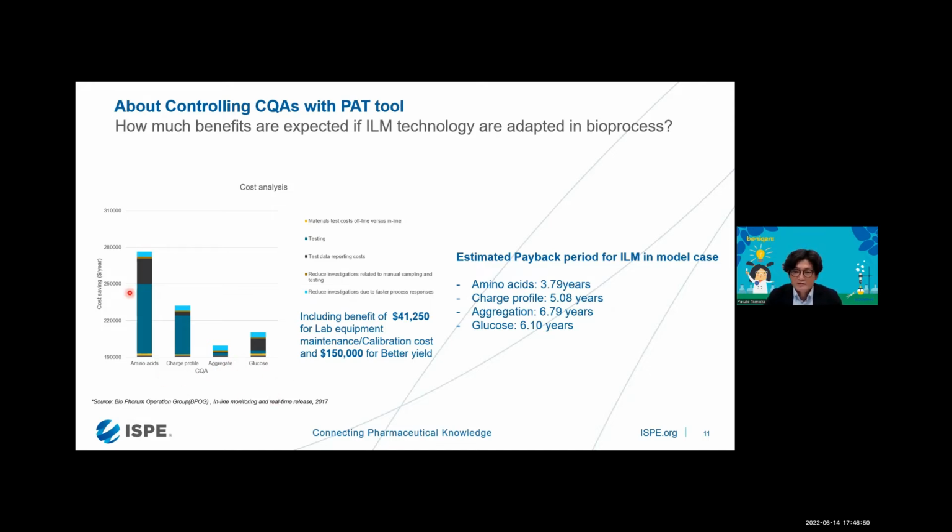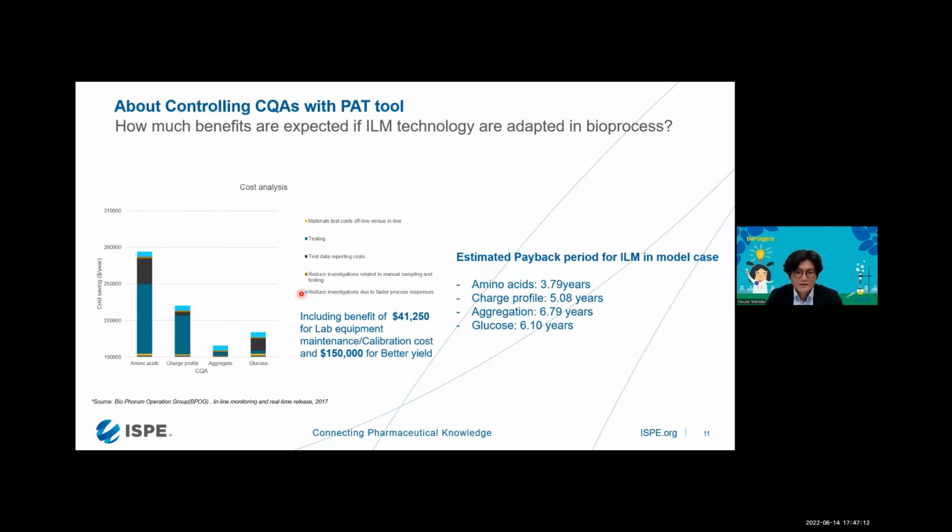The highest benefit is estimated in inline monitoring for amino acid monitoring, and the estimated cost saving is $280,000 per year. And the second one is monitoring the charge profile. Third one is the glucose. Fourth one is the aggregate.